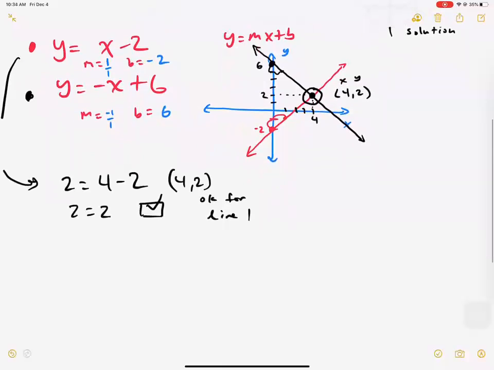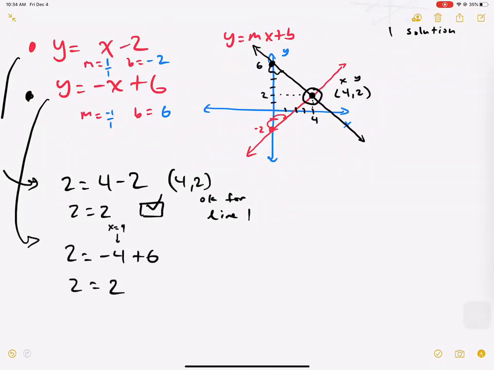Let's check the other line. To check the second equation, 2 is equal to negative 4 plus 6, right? We plugged in x is 4. Well, that's 2 is equal to 2. And yes, this is also true. So guess what? They both share a common point at 4, 2.